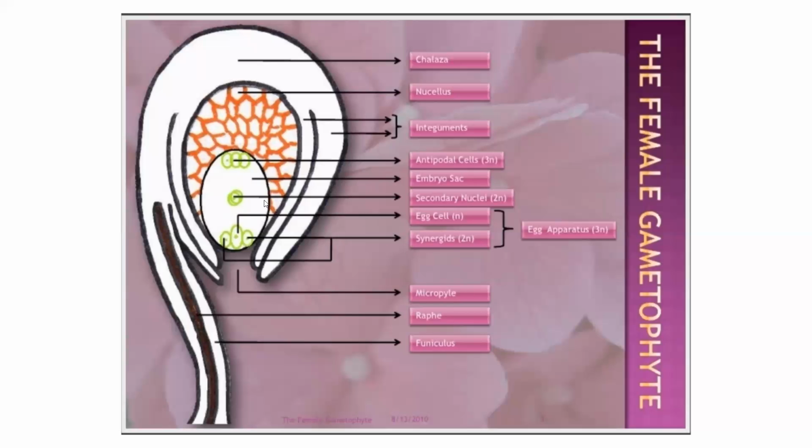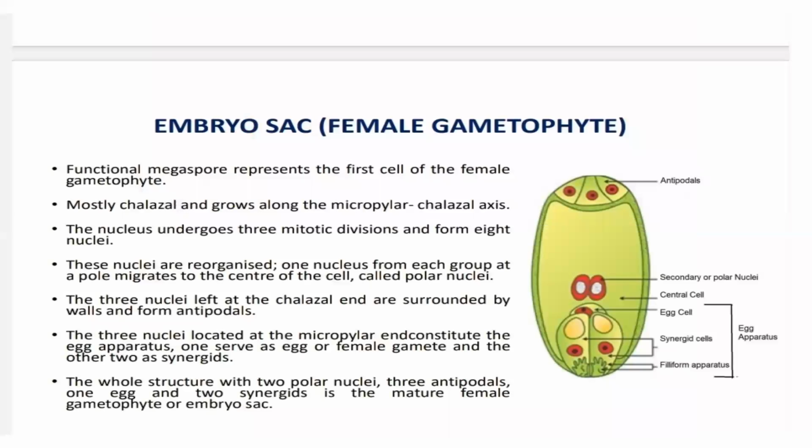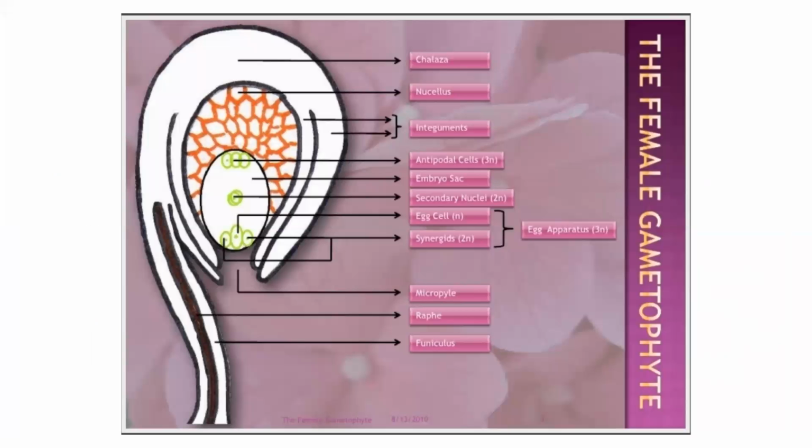But in the middle one, the secondary nucleus is in the 2n state. So that's why the 8-nucleate and 7-celled stage of the embryo sac is present in the angiospermic ovule. So this is very important from an entrance exam point of view. Almost, the embryo sac, that is the female gametophyte, comes from the functional megaspore.